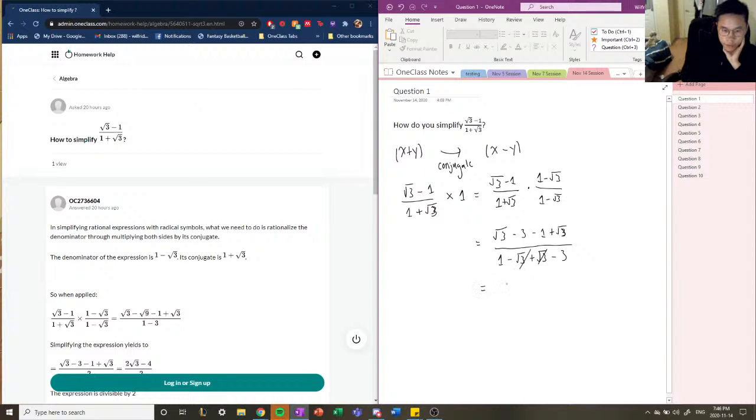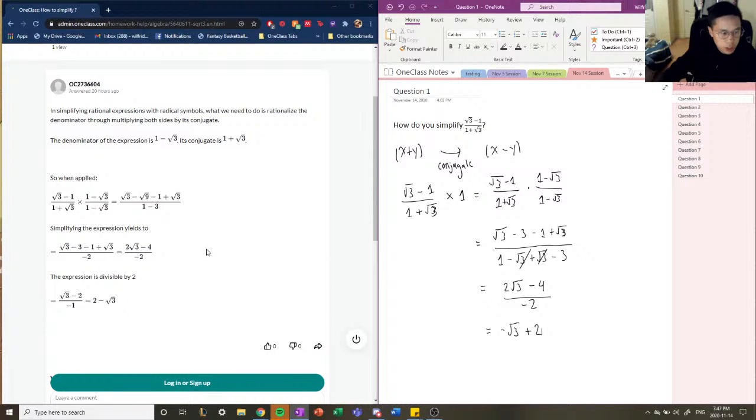Now all we're left with is, on top, 2 root 3 minus 4, over negative 2. By multiplying the denominator by its conjugate, we have simplified this term so there's no radical at the bottom anymore. Now all we need to do is reduce. We can divide the top, 2 times root 3 and negative 4, by negative 2. We get negative root 3 plus 2. So this is a simplified version of this complex term. Now we have found our simplified version.